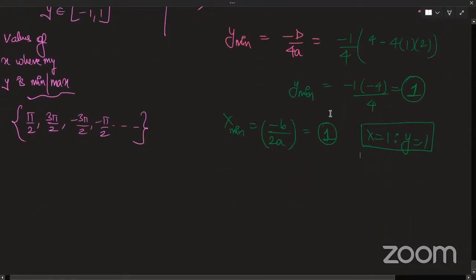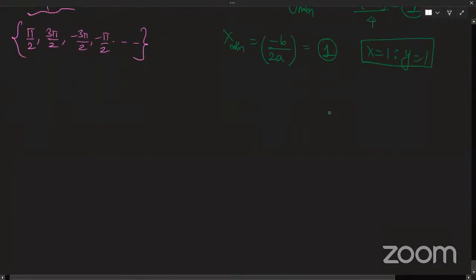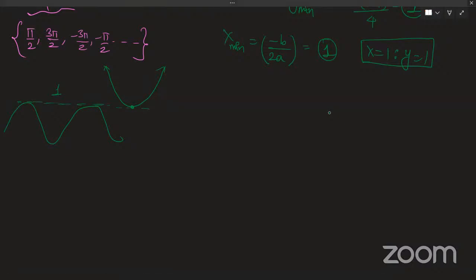So see, the point is, if I'm giving you one curve, y is equal to sine x, whose maximum value is 1. And I have another curve whose minimum value is 1. So can I say for sure that they will intersect? Because its maximum value is 1 and its minimum value is 1. Will they intersect?